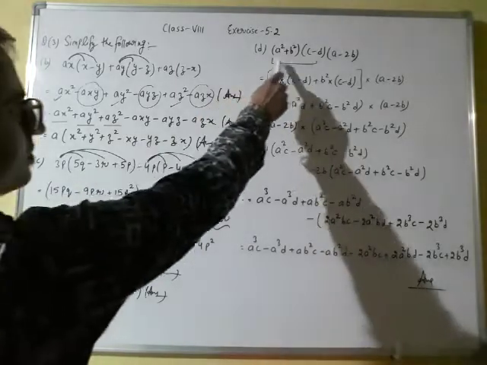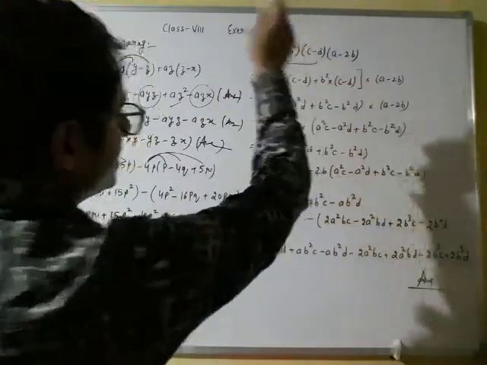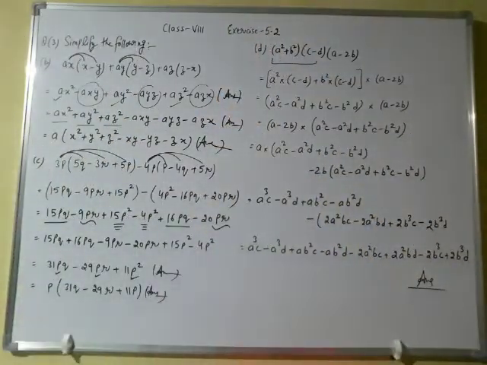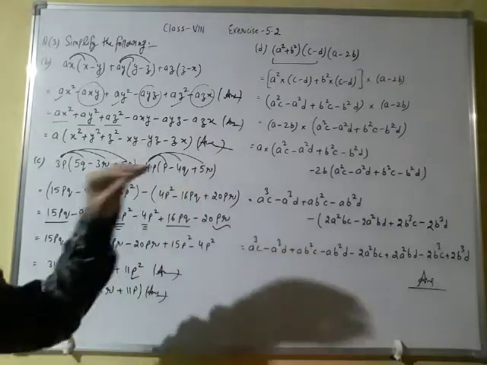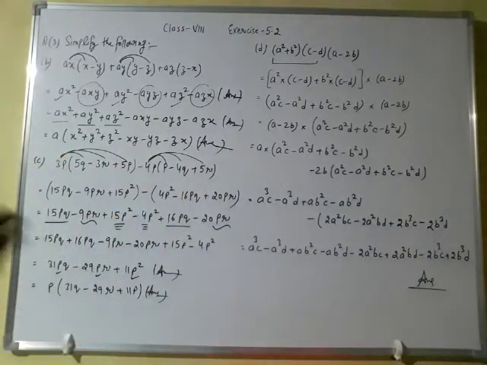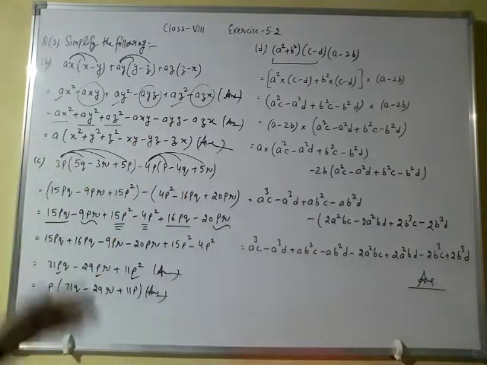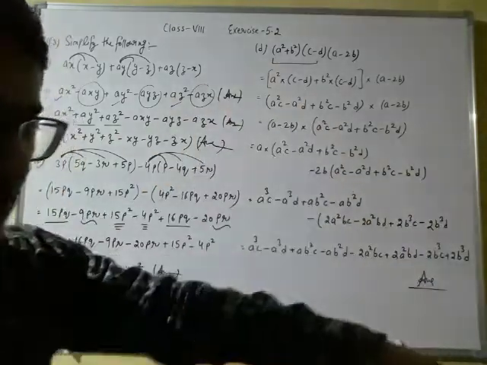(a square plus b square) multiply (c minus d) and multiply (a minus 2b). We have to multiply three binomials together. So to simplify our work, first we will multiply two binomials, and after finding the result we will multiply the result by the third binomial.